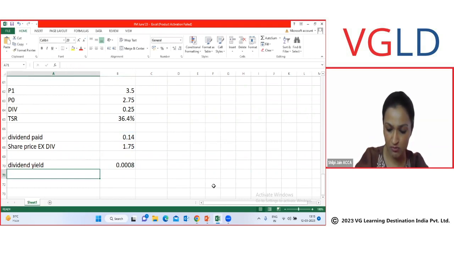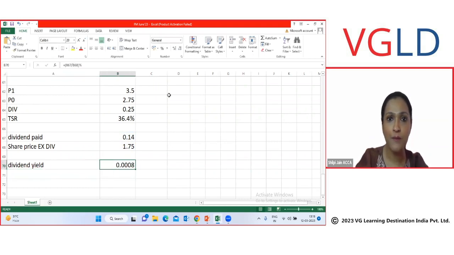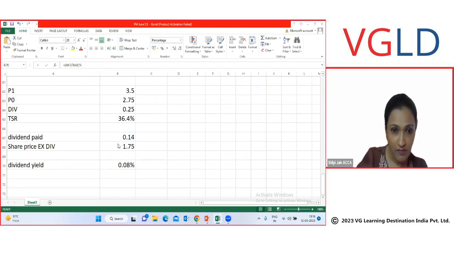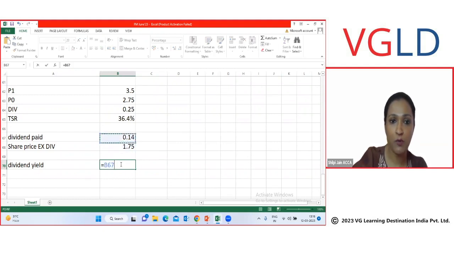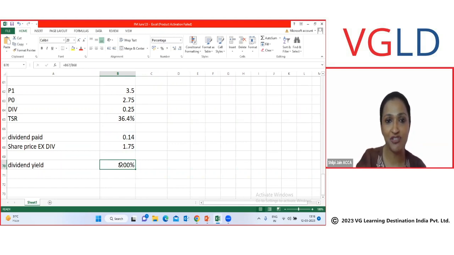it, which comes out to be, let me just put that in a percentage form, 0.08%. 8%? Oh, okay. So my share price here is 0.14. Yeah, so that's right, guys. So 0.14 divided by 1.75. So that is in fact 8%. Sorry, I just did it double my percentages, right? Is that okay with everyone? 8%. I think most of you have got it right.